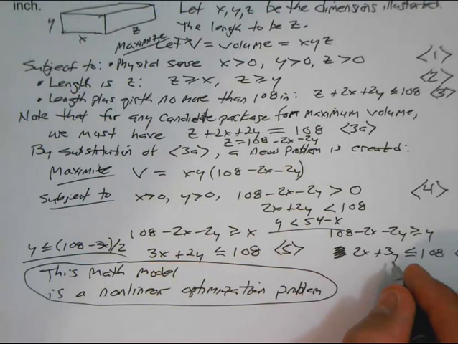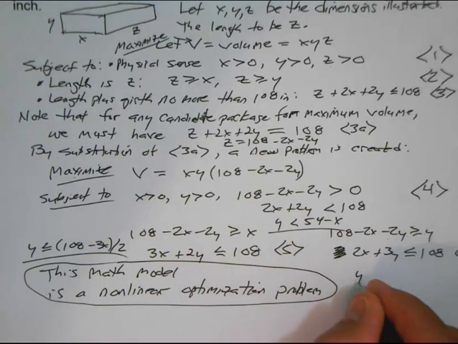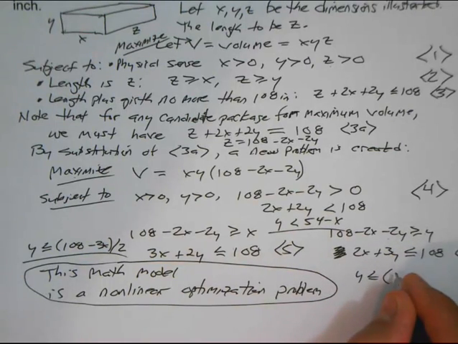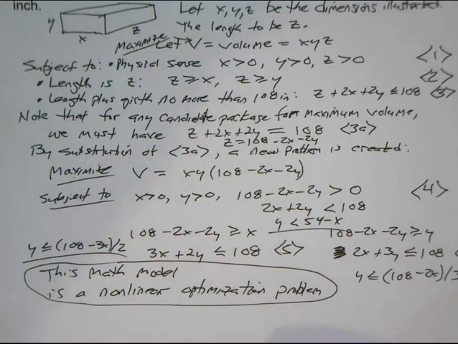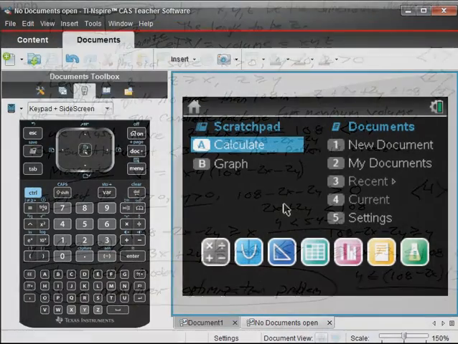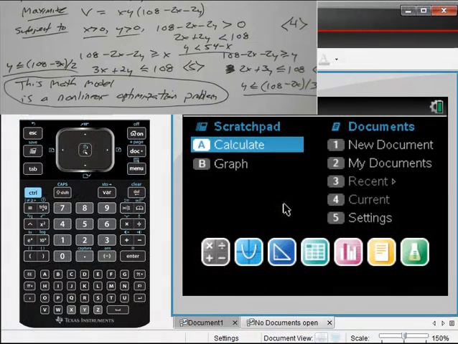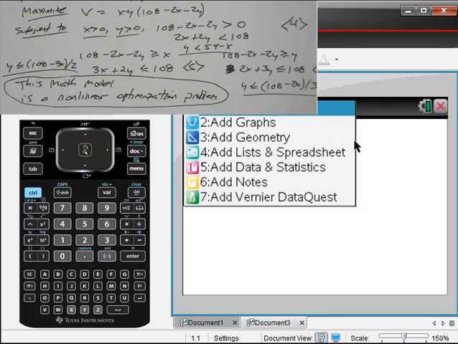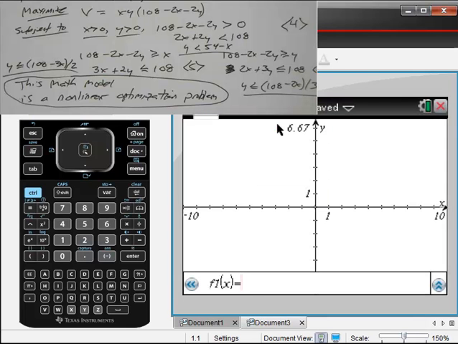Number 6, anticipating calculator usage. Let's get y solved for here. Subtract 2x from both sides, divide both sides by 3. y less than or equal to, parenthesis, 108 minus 2x, divide by 3. Okay, got our 5 inequalities here. We're ready to go calculator. Okay, here at the Nspire, we start up our new document, and let's add a graph.